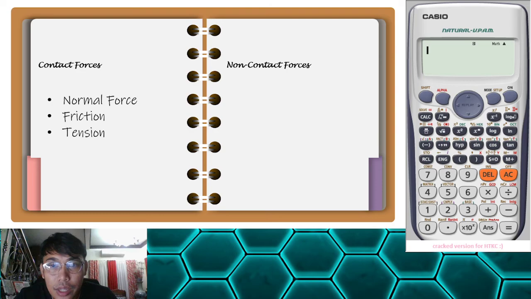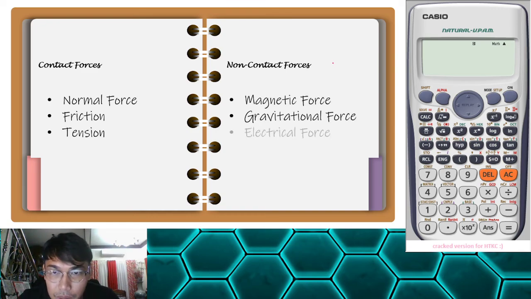Next are the non-contact forces. These are the forces that don't need any contact at all, but the force is still in effect. Some examples are the magnetic force, gravitational force, and electrical force. With electrical force, even though you don't have any connection, the electricity jumps from one object to another, and there is force applied on it.